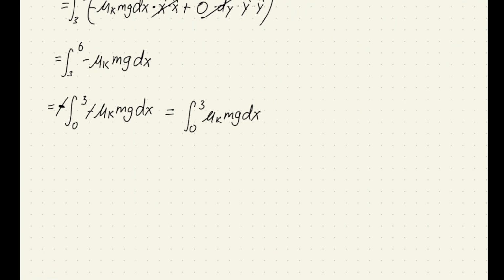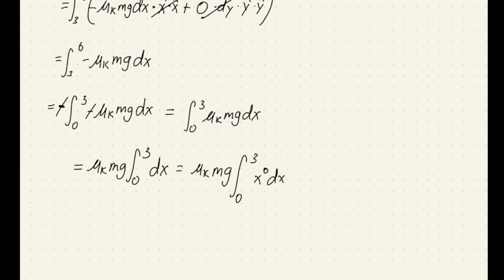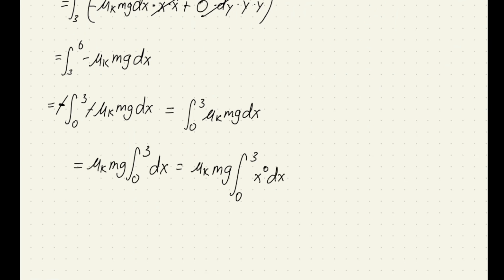From there, I would just go about pulling out my friction, or my constants. My constants are mu k, m, and g. And I get the integral from 0 to 3 of dx. So that would be mu k times m times g times the integral from 0 to 3. I'm going to call this x to the 0th power, because it's just like 1 times dx, and x to the 0 is 1. So we get x to the 0 times dx.